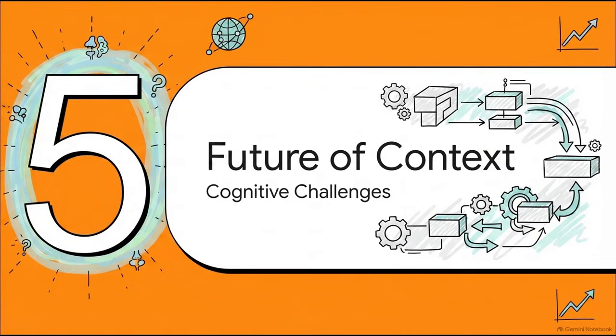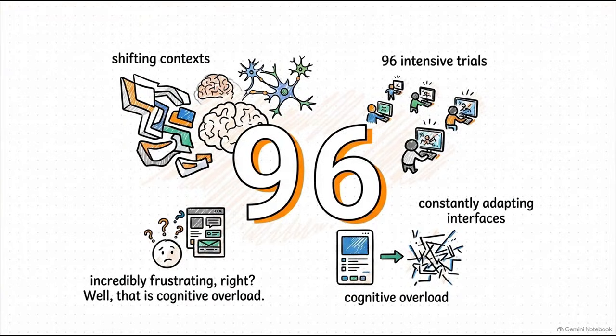And finally, Section 5, the future of context. As we look toward the future of software modeling, managing all these shifting contexts presents a massive new challenge for developers. It is not just about the code anymore, it's heavily about human psychology. Researchers are now actively studying how context representations actually influence our cognitive control states. In fact, studies have put users through 96 intensive trials just to understand how human beings process these constantly adapting interfaces.